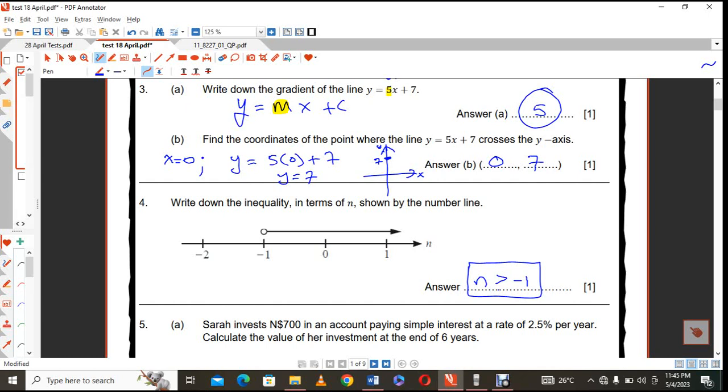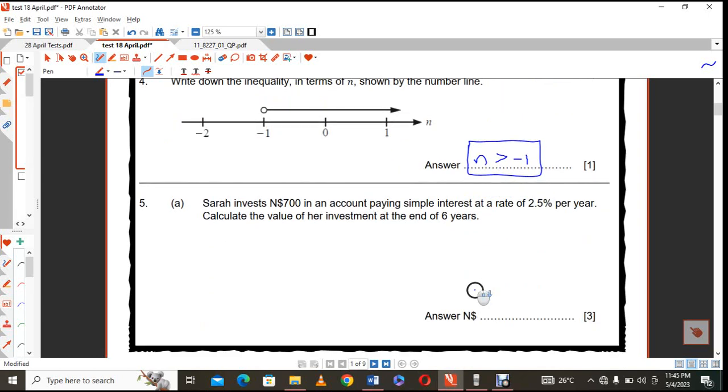Question 5a, money and finance. Sarah invests 700 Namibian dollars in an account, and the account pays simple interest at the rate of 2.5% per year. You are supposed to calculate her investment at the end of 6 years, not just the interest.